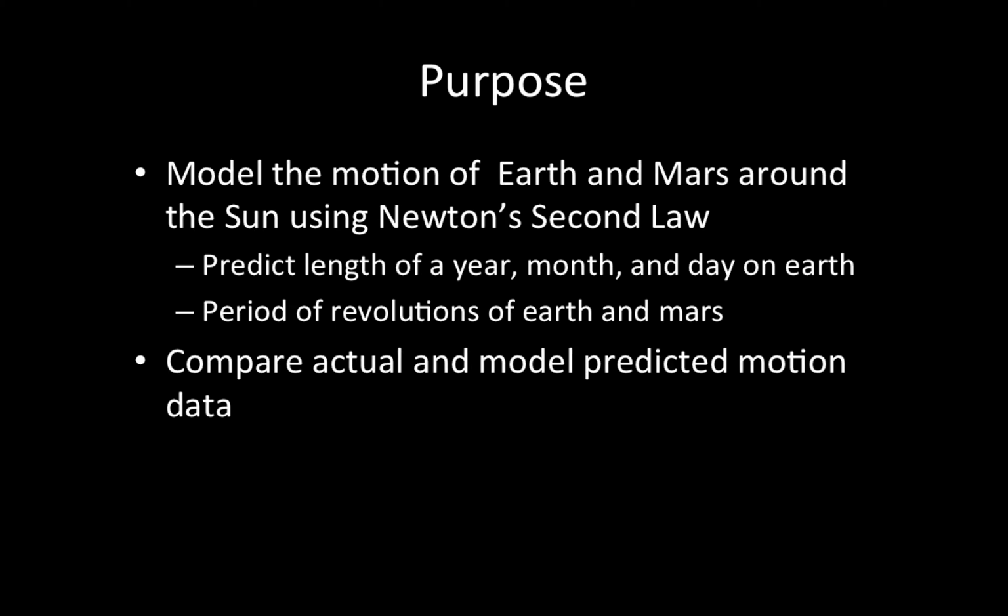The purpose of this lab was to model the motion of Earth and Mars around the Sun using Newton's second law. More specifically, to predict the length of a year, month, and day on Earth plus the period of revolution of Mars with respect to the Earth and the Sun. Furthermore, to compare real and modeled motion data.